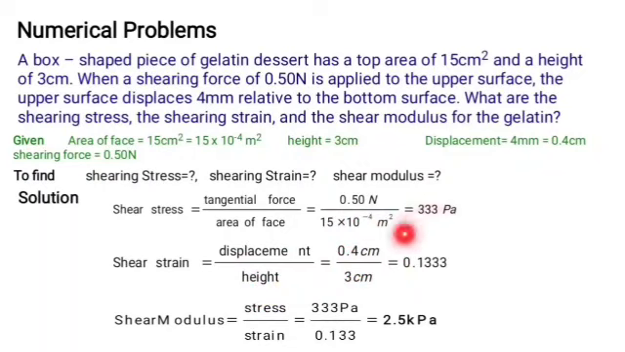So shear strain comes out to be 0.1333. Similarly, shear modulus is given by stress upon strain. We have calculated the value of stress, calculated the value of strain. Substituting these values, shear modulus comes out to be 2.5 kilopascal. Hence the required quantities. Next problem.